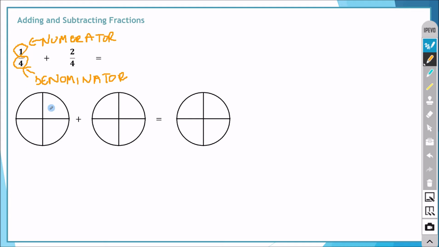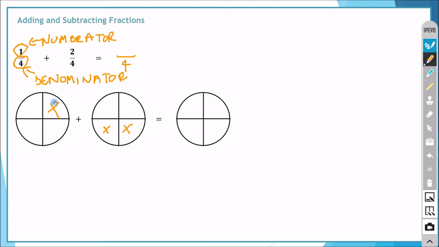So this bottom number determines how many pieces we're splitting our circle into, and this top number is determining how many pieces we're selecting out of those 4. So in this case, we're selecting 1. The same here, so we've got 4 here, 1, 2, 3, 4, and then we're selecting 2 out of those 4. And because there's a 4 here and there's a 4 here, we know that the answer must also be out of 4 pieces.